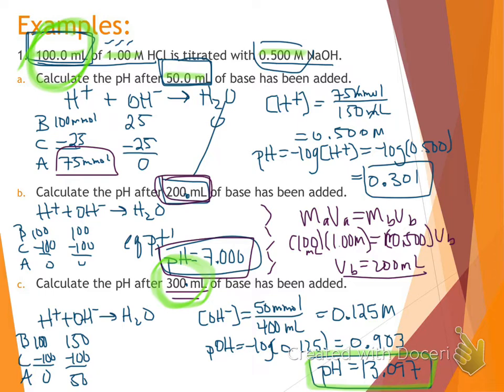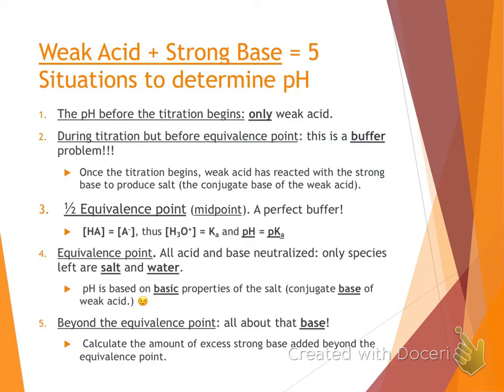So let's go on and look at what happens whenever we have a weak acid titrated with a strong base. Now we have 5 different situations or 5 different types of possible calculations to find the pH at certain points. Well, before our titration begins, we have only a weak acid. We learned this unit how to calculate the pH of a weak acid. We need to do a RICE table and a Ka problem.